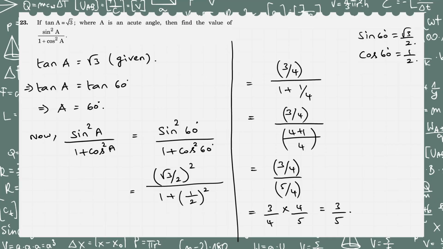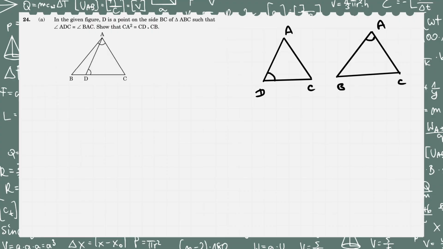Let's move on to the next sum. Sum 24 has two choices. The first one is, in the given figure, D is a point on the side BC of triangle ABC such that angle ADC equal to angle BAC. Show that CA square equal to CD into CB. Actually, we need to prove there is a similarity between two triangles here. And what are those triangles? They are ADC triangle and ABC triangle.